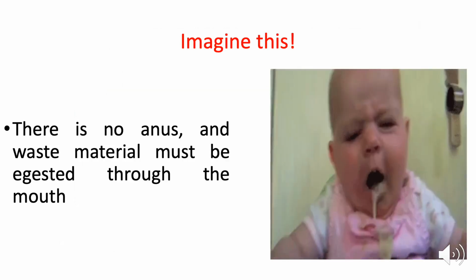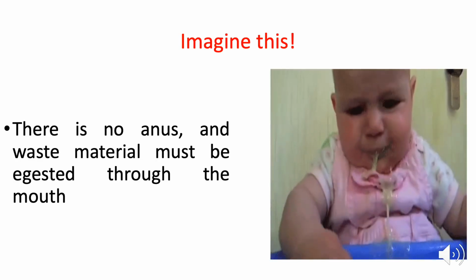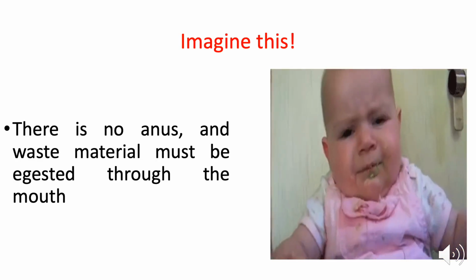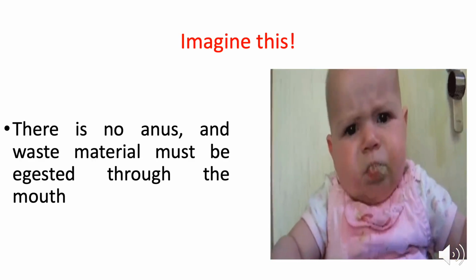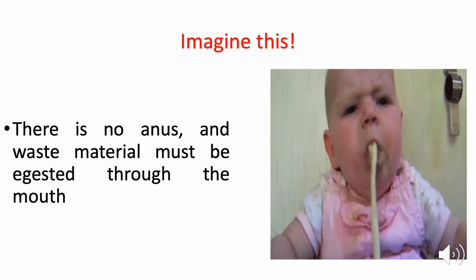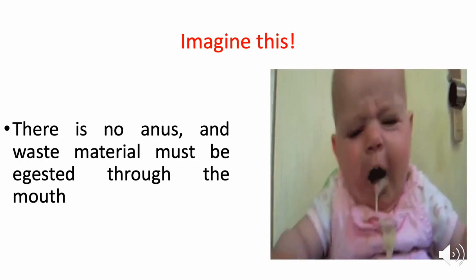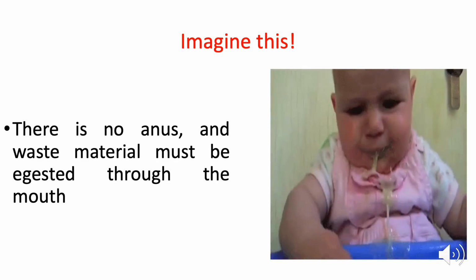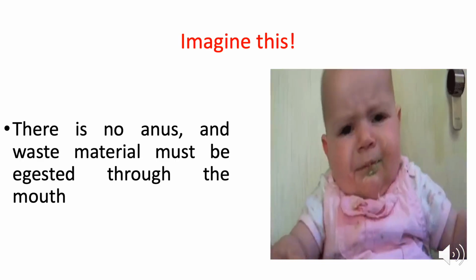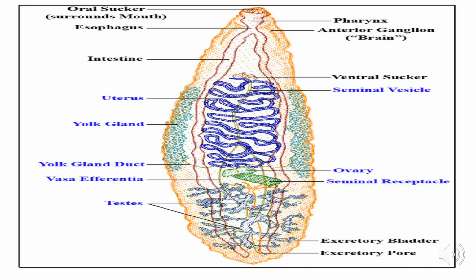Just imagine this. These worms do not have an anus, so they will also release the waste material through their oral sucker. It's like eating a burger, digesting the burger and converting it into poop and releasing the poop through your mouth. So at this point, I want you to memorize the structures that belong to the digestive system: the oral sucker, the pharynx, and the inverted Y-shaped intestines that terminate blindly.